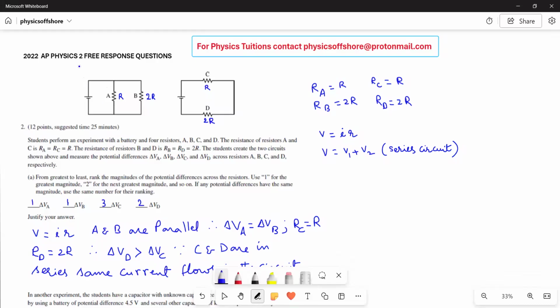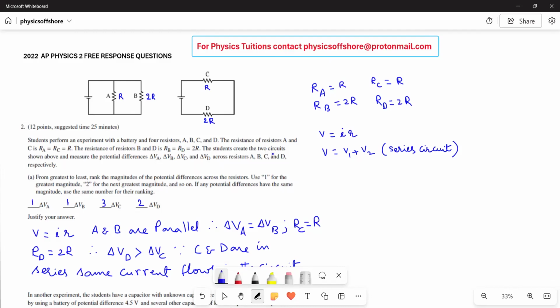This is AP Physics 2 FRQ 2022. Students perform an experiment with a battery and 4 resistors A, B, C, and D. The resistance of resistors A and C is R_A = R_C = R. The resistance of resistors B and D is R_B = R_D = 2R.